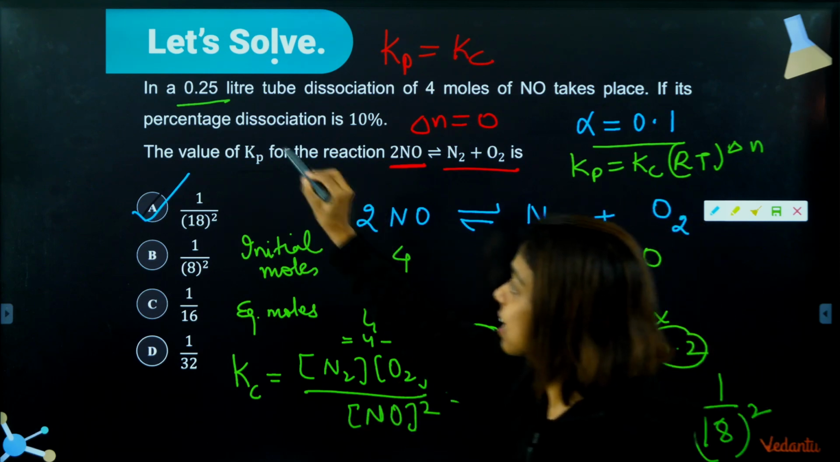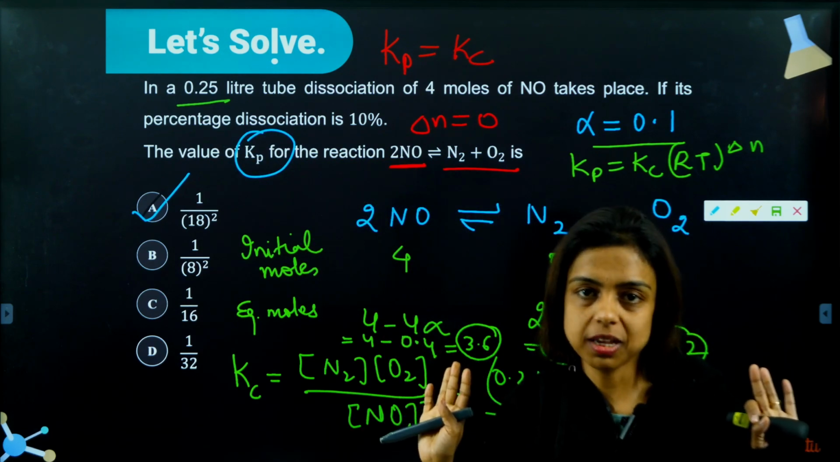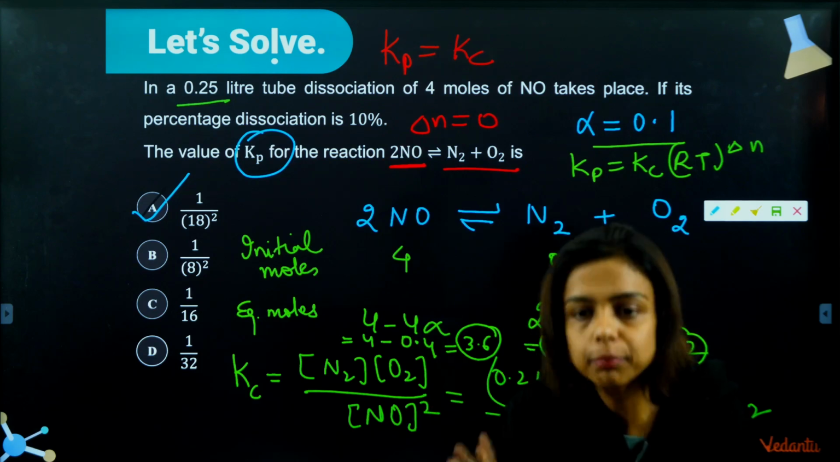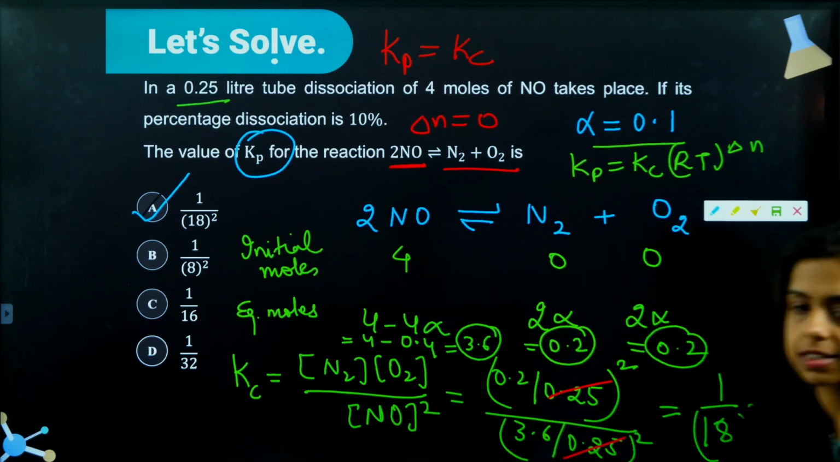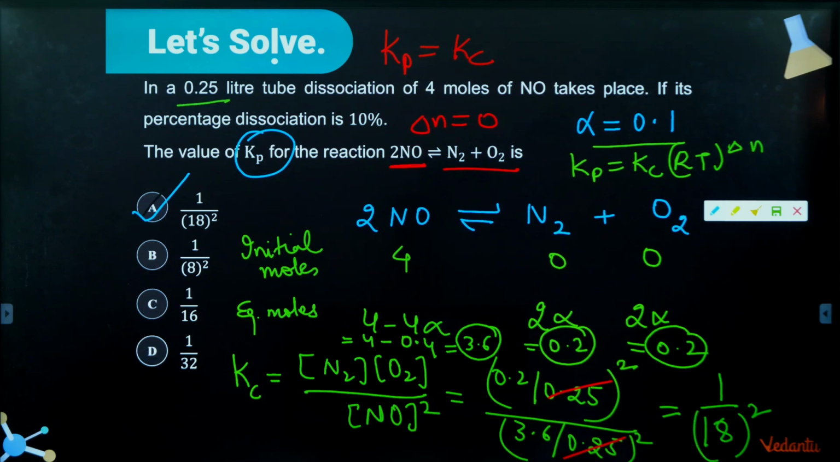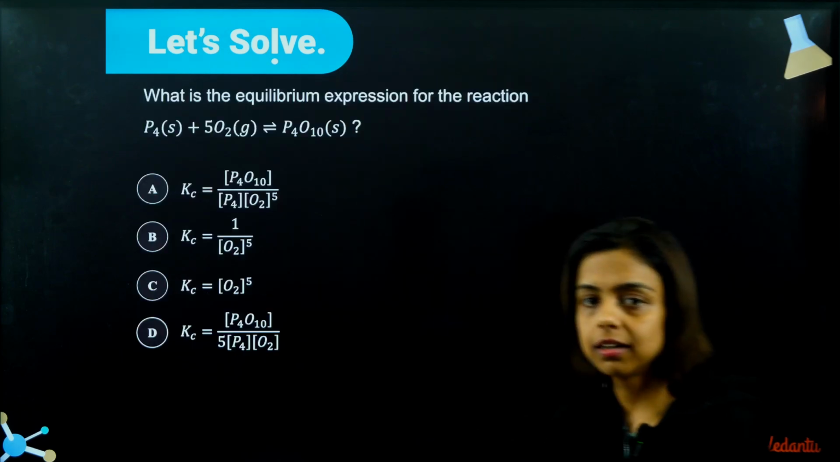And they were asking us Kp. So without even knowing the temperature at which the reaction is happening, Temperature की जरूरत ही नहीं पड़ी अपने को because delta N ही 0 है, तो जो Kp की वैल्यू है वही Kc की वैल्यू है. That is 1 by 18 का square, guys. You can check here. Right? Okay, let's move ahead.